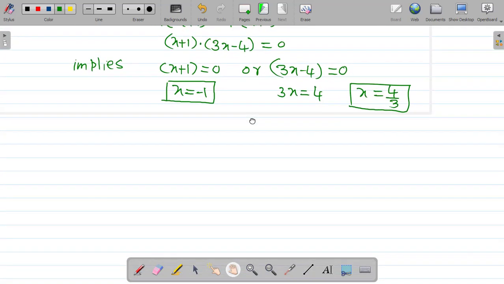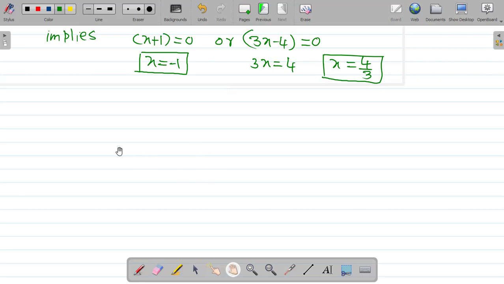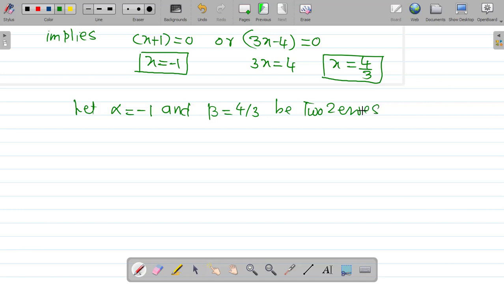Now we will verify the relationships. So what is the relationship? First relationship is sum of zeros, and second relationship is product of zeros. So let alpha is equal to first zero, that is minus 1, and beta is equal to second zero, that is 4 by 3, be two zeros. Okay, so then what is sum of zeros?